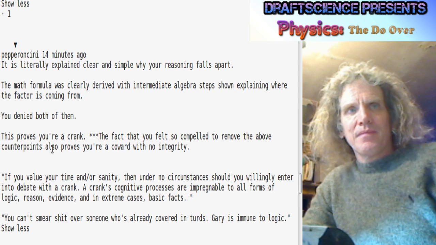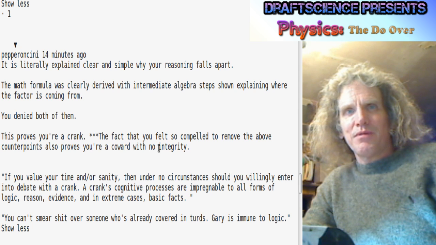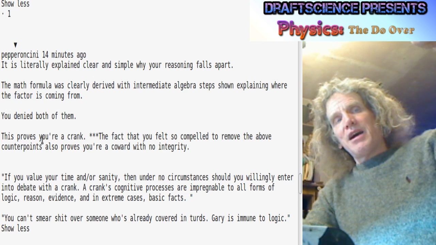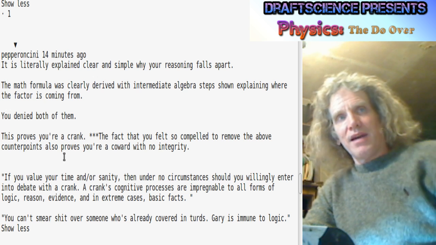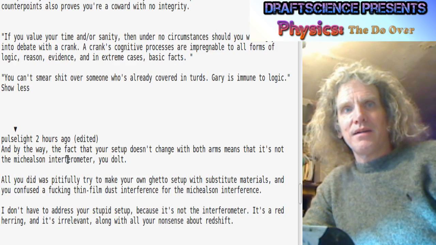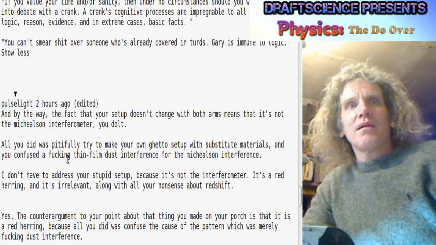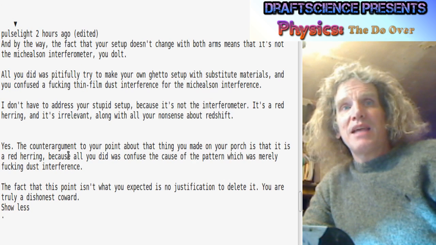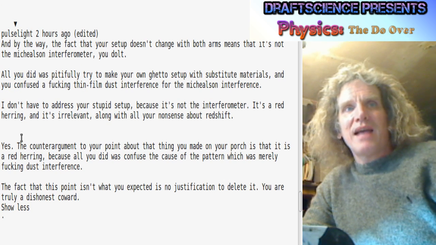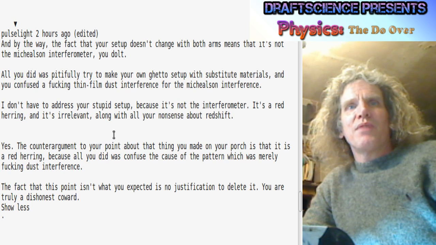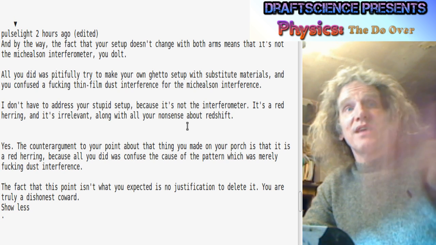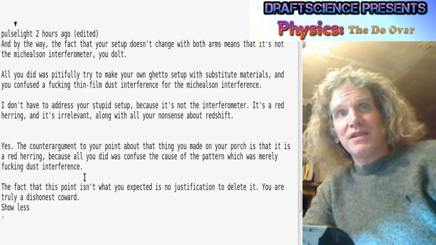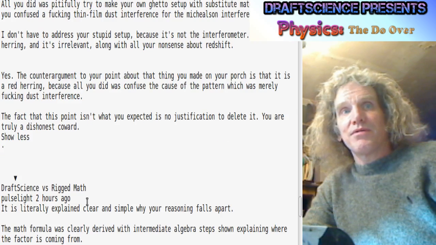All right, well, anyway, it is literally explained clear and simple why your reasoning falls apart. So again, this is the same comment posted by two different accounts, so we won't bother reading it again. I'm just saying, these are sock accounts. Same person, just keeps harassing. And by the way, your setup doesn't change. So again, same comment, now he's got a new name, Pulse Light. Same exact comment as was previously posted.